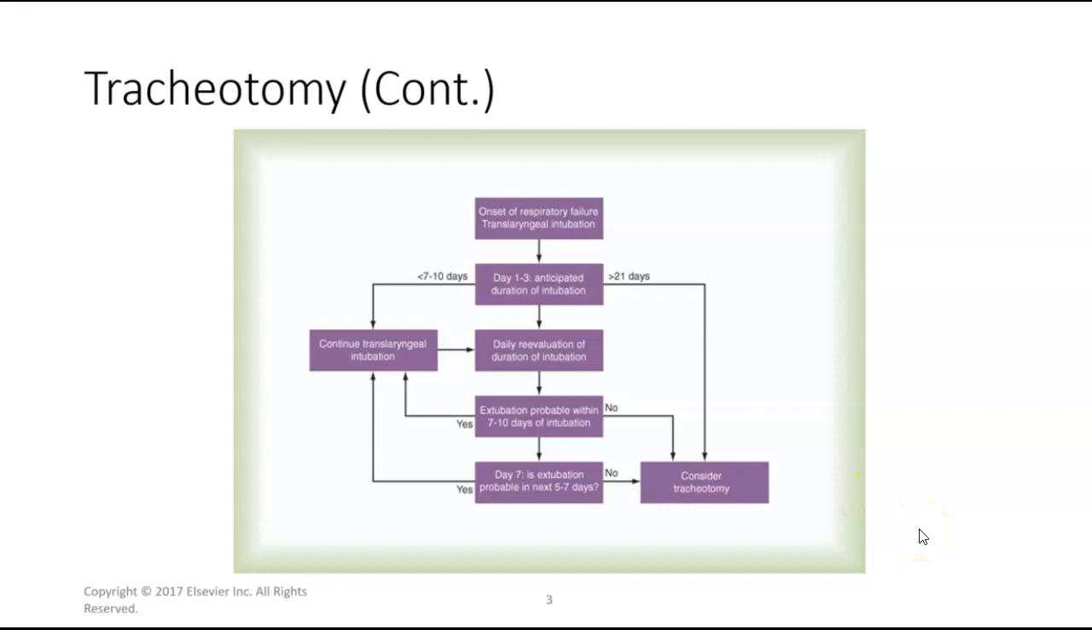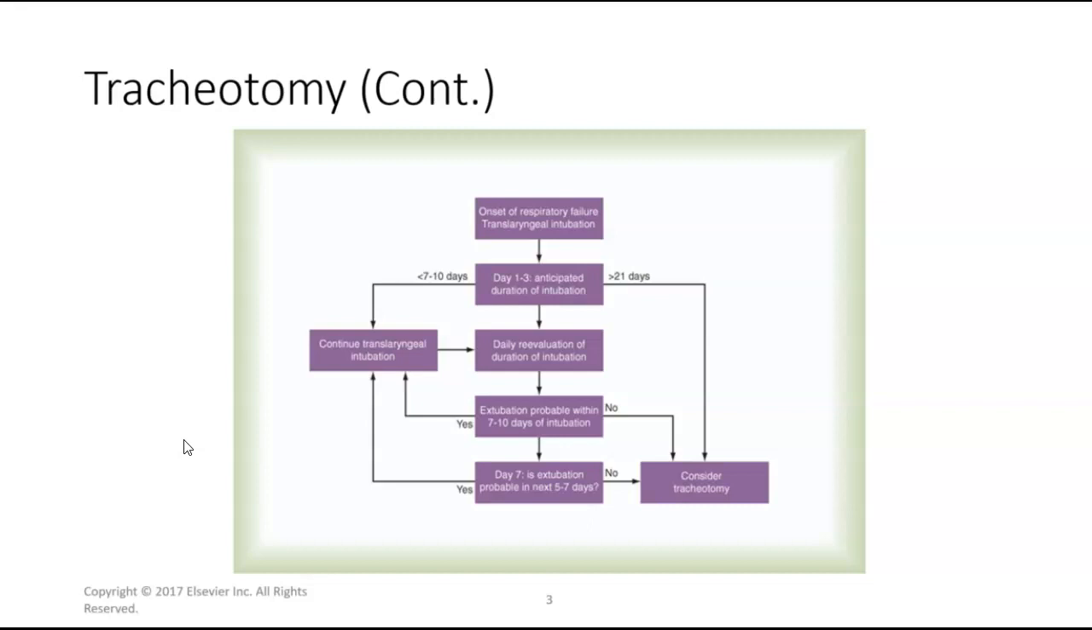So there's kind of a timeline. There's a chart at the bottom of page 767 in your book that talks about the timeline for when you want to try to perform a tracheostomy for patients. Typically, if a patient still needs an artificial airway, like an ET tube, after a week to 2 weeks, that's when we're going to start considering putting a trach in.